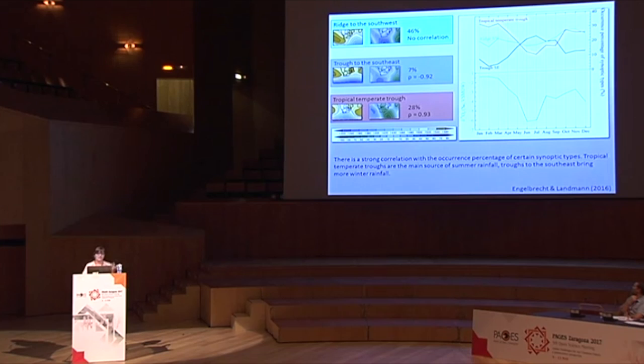But I think that if we think about the speleothem stable oxygen isotopes, what we see are long-term changes between these tropical temperate troughs and the troughs towards the southeast.